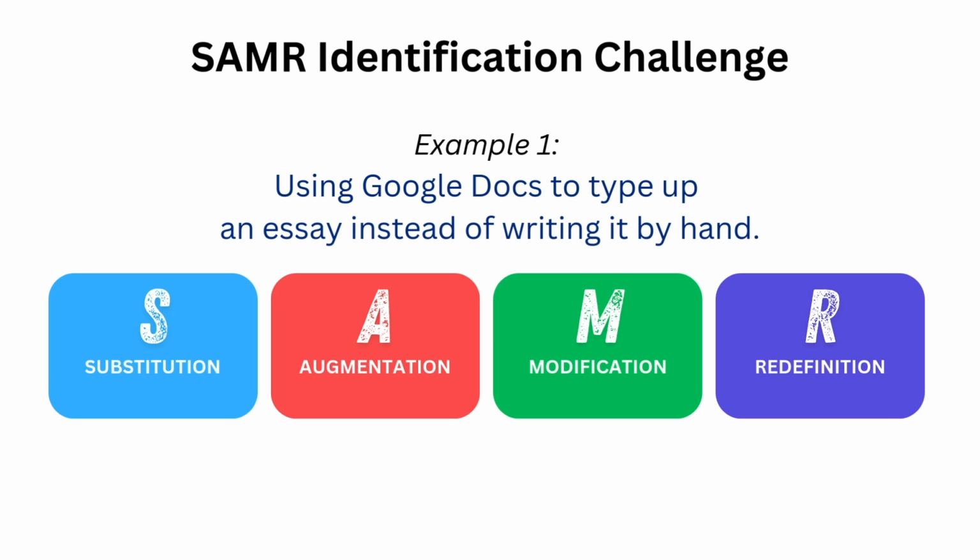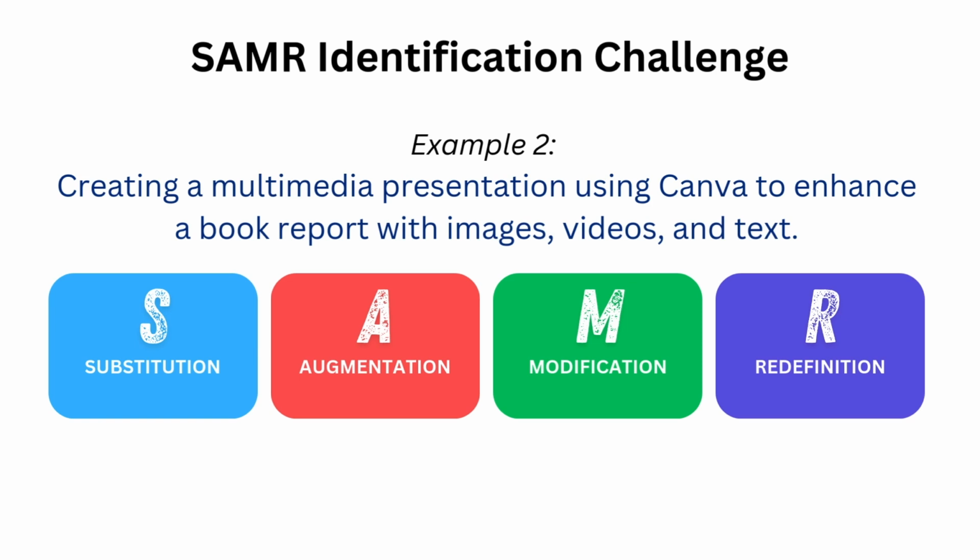Example 1, using a Google Doc to type up an essay instead of writing it by hand. If you said substitution, you would be correct. Example 2, creating a multimedia presentation using Canva to enhance a book report with images, videos, and text. If you said modification, you are correct.